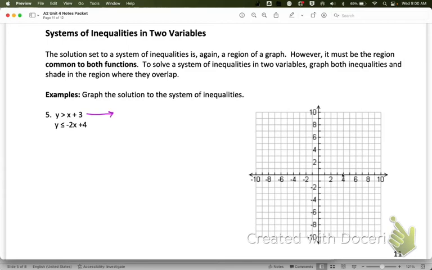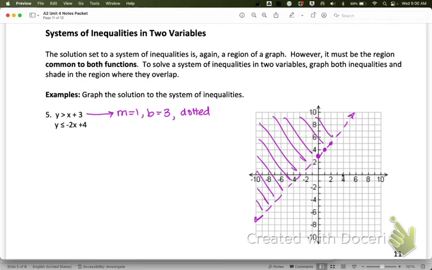So I'm going to start with this top one. M is equal to 1, B is equal to 3, and I want a dotted line. So let's graph that. B is 3, up 1 over 1, and I want a dotted line through those points. Since y is by itself, greater than means shade up. Now, you'll notice that I'm being a little bit neater with this one and just using those lines because this is going to get really messy. And so I like to do it that way with those lines so I can see where the lines crisscross.